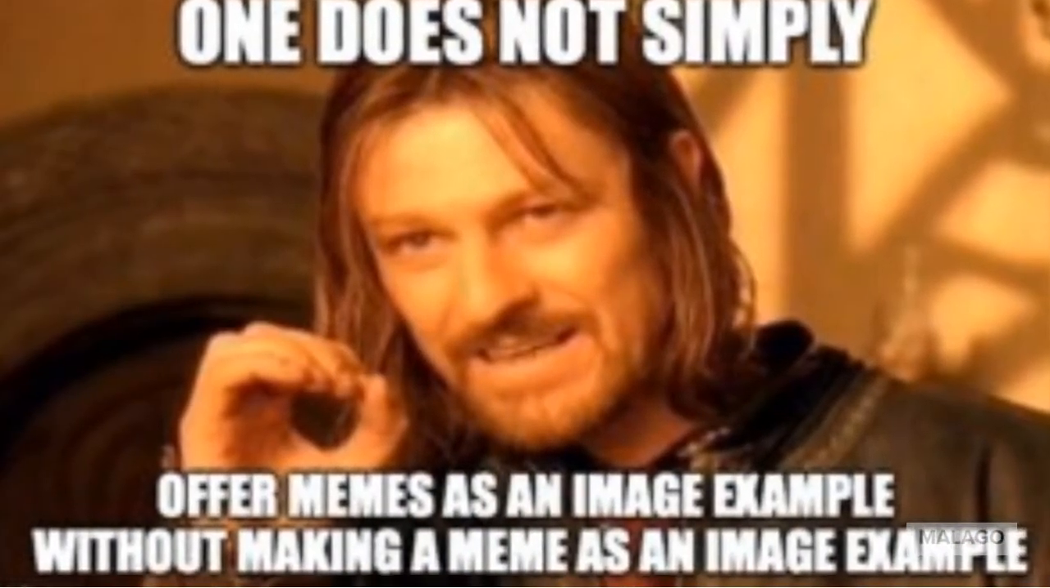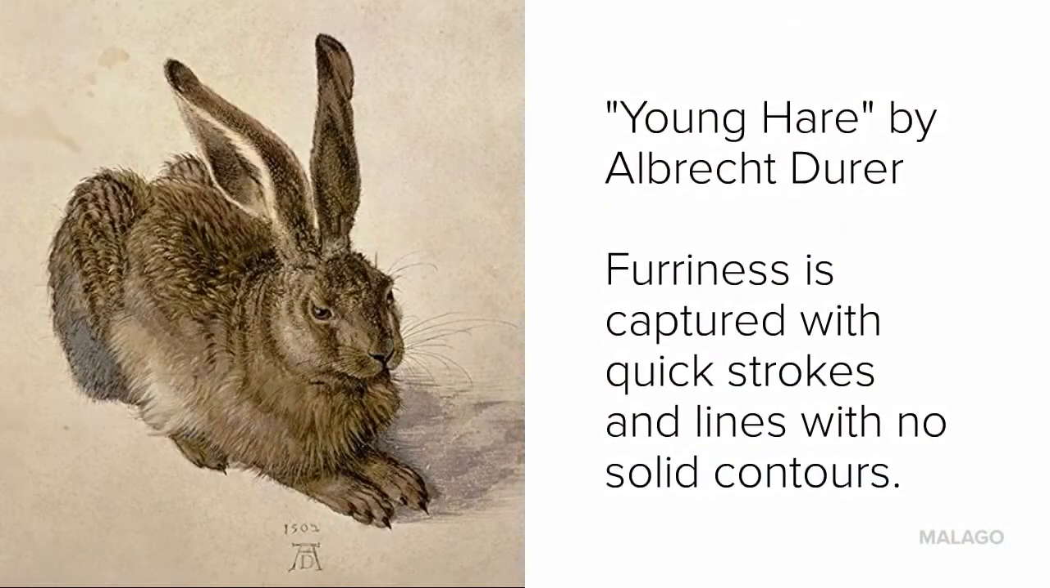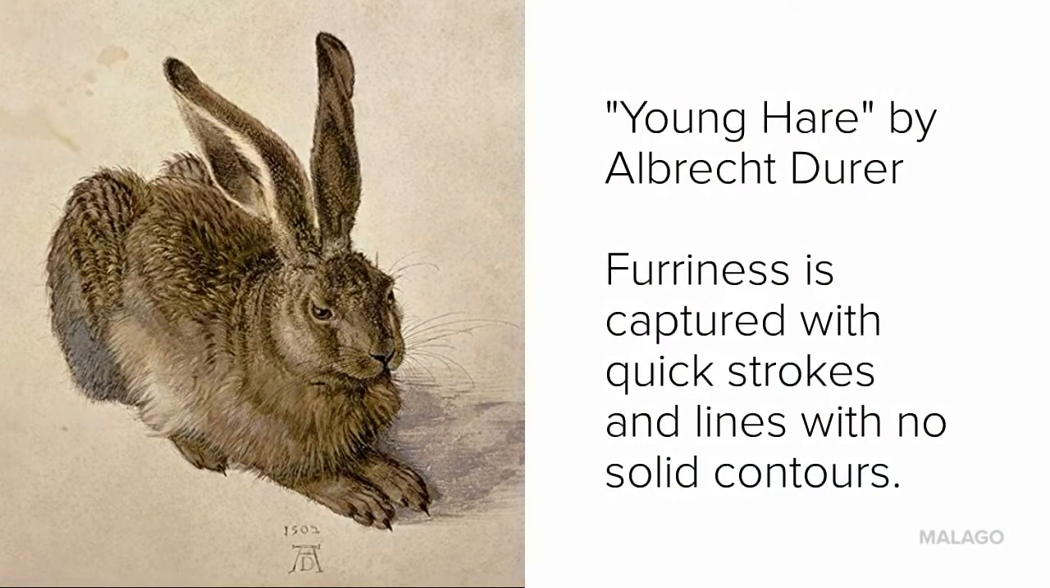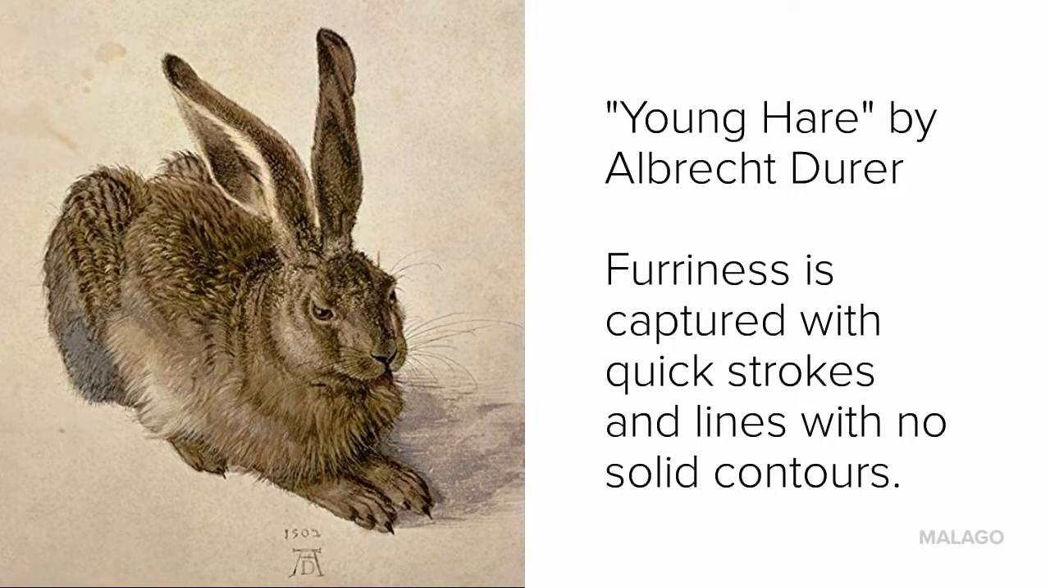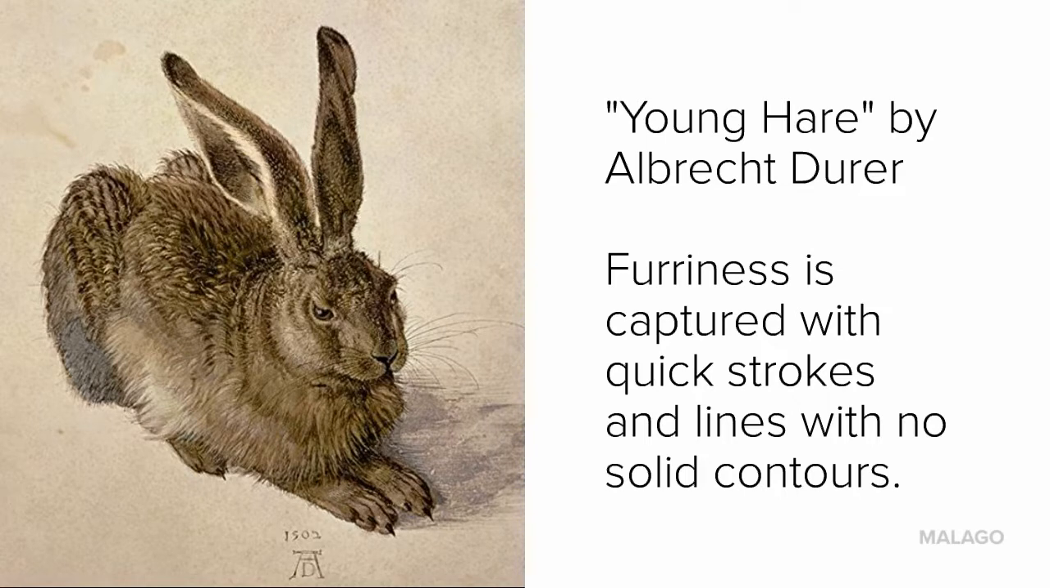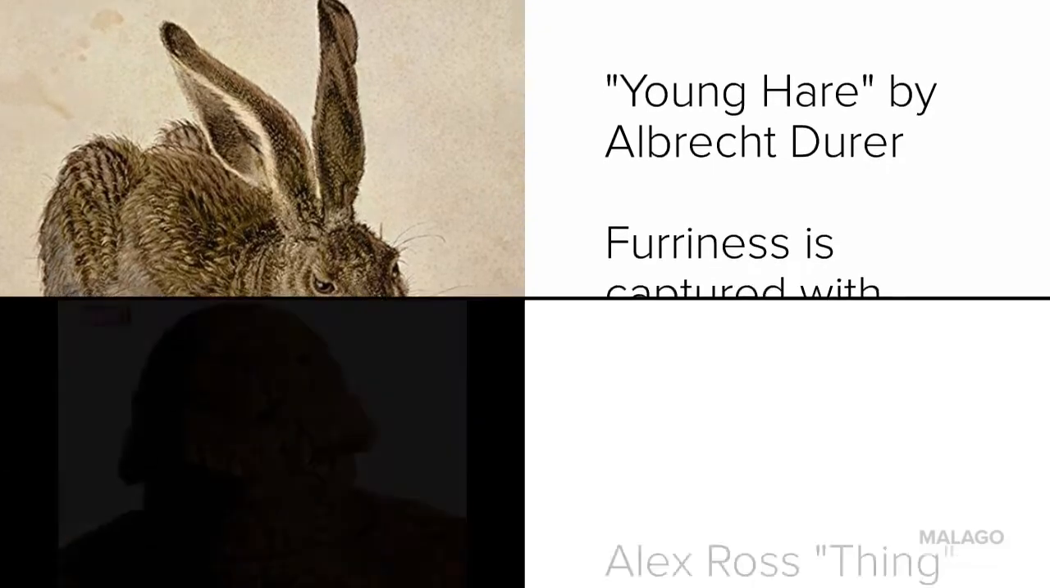Here's some examples of artwork that utilize texture really well. Here's a piece that was made in 1502 by Albrecht Dürer called Young Hare. And you notice that the texture of the rabbit is furry. It gives off a furriness. It almost looks like we can reach in and pick up the rabbit. And it does this by using quick strokes, very small lines, and no solid contours. Contours being those outer lines that look solid.